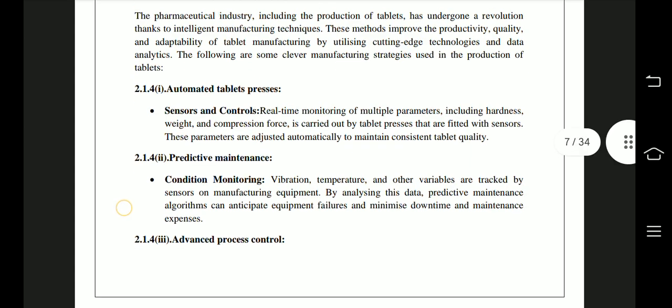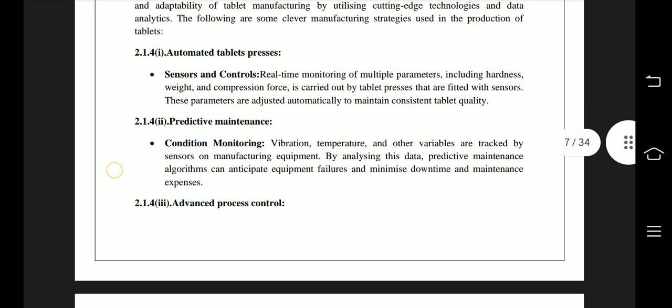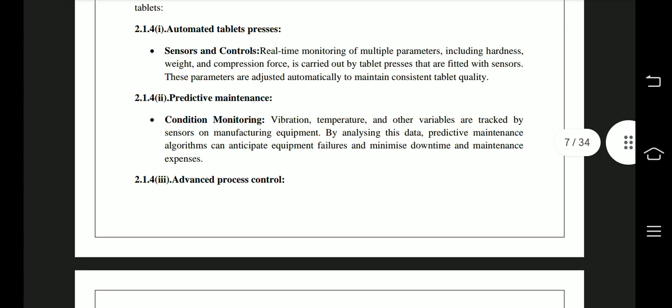The following are some clever manufacturing strategies used in the production of tablets: automated tablet presses, sensor and controls, real-time monitoring of multiple parameters including hardness, weight and compression force is carried out by tablet presses and are fitted with sensor. These parameters are adjusted automatically to maintain consistent tablet quality.